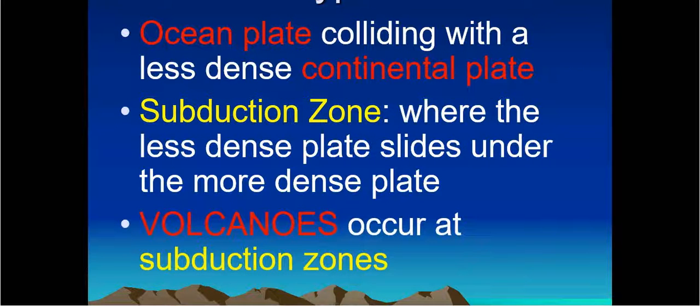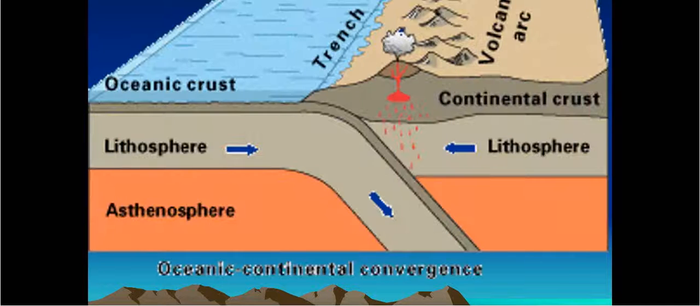The volcanoes occur at subduction zones. Here we see that there is a continental plate, and this is an oceanic crust plate. These two collide in this region, forming a trench area, and these two layers collide with each other because the oceanic plate has more density as compared to the continental plate. That is why the oceanic plate moves under the continental plate and this area is formed.